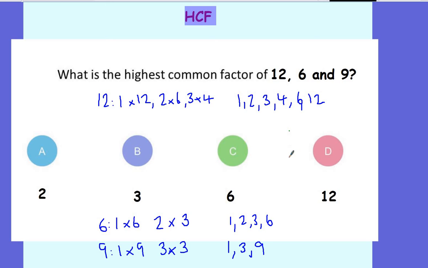Dylan, what's the highest common factor of 12, 6 and 9? 3. It's the highest number that appears in all of those factors. So I was looking for B, which is 3.